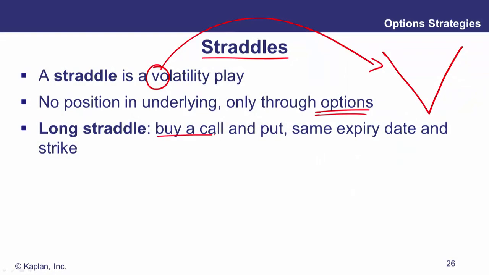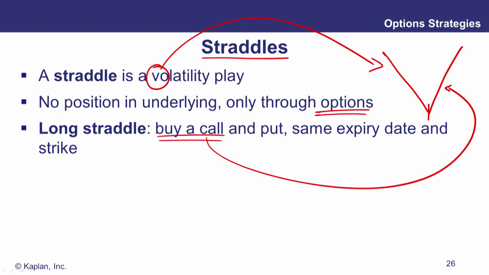You're going to buy a call. That gives you the exposure to the upside as we go above the strike. And we're going to buy a put as well with the same expiry and the same strike. That will give us upside as we go below the strike. Okay, so that gives us this V for volatility payoff.